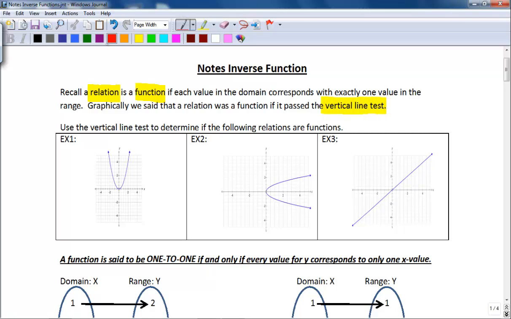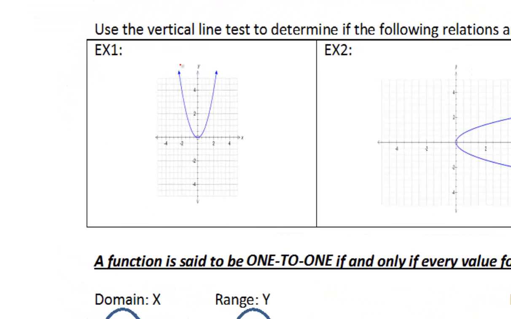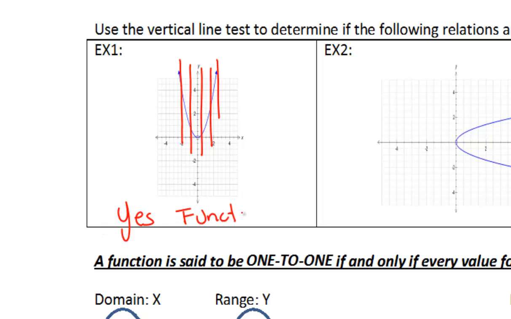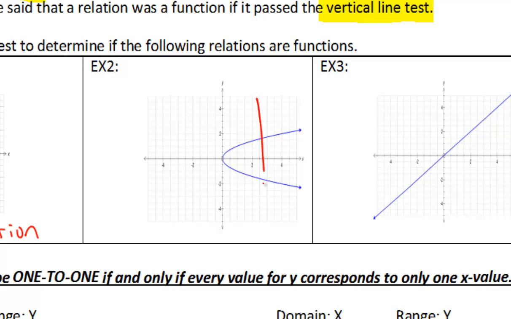Let's determine if the following relations are functions by using the vertical line test. So what I would do is draw that vertical line. If I intersected in more than one place, then it wasn't a function. Well, for example 1, each time I've drawn a vertical line I've only intersected in one place, so yes, it is a function. What about example 2? Well, if I draw a vertical line on example 2, I intersect in 2 places. This was not a function.